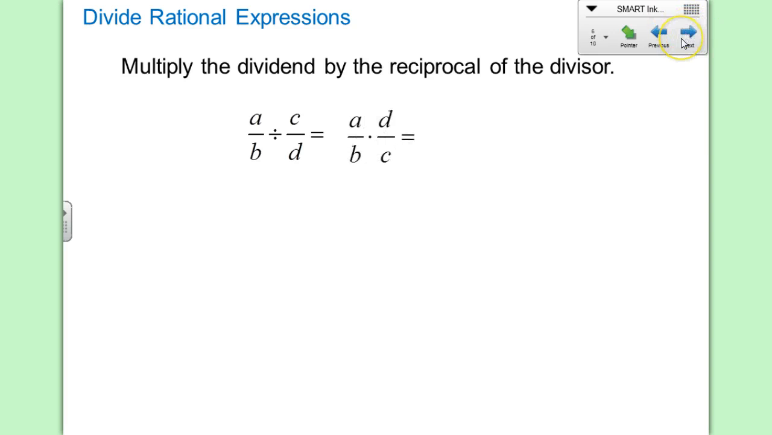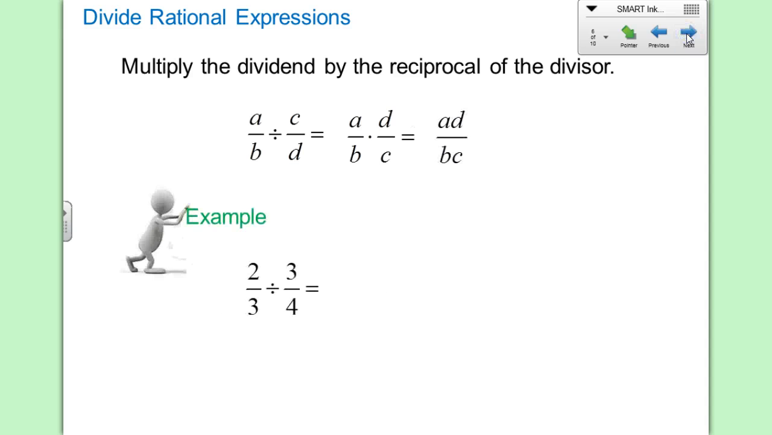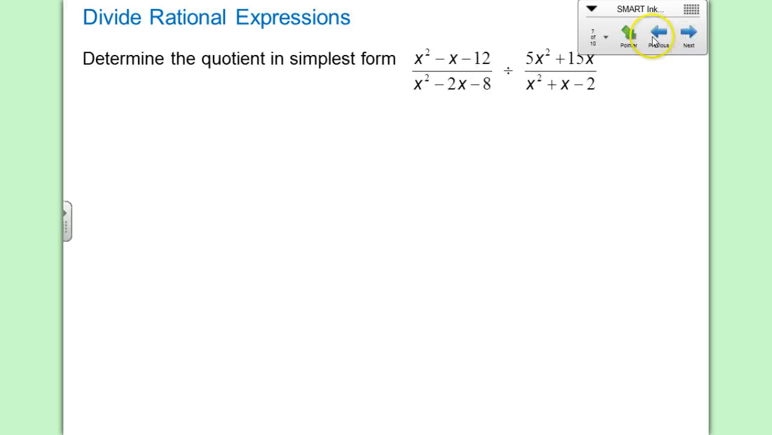Now you have to watch out for non-permissible values. That's going to come into play here. But a over b divided by c over d is really a over b times d over c. You reciprocate the one you're dividing by. So you really end up with ad over bc. An example would be 2/3 divided by 3/4 is really 2/3 times 4/3. You really end up with 8/9 in that situation.